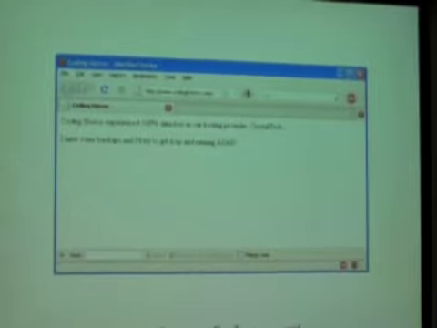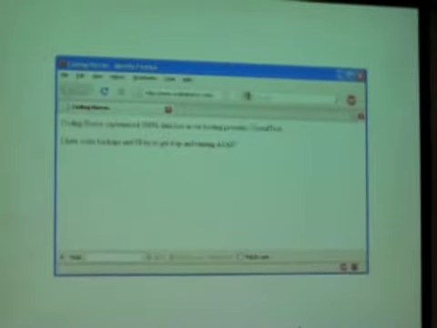This is a blog written by a technical professional. He had to put up a web page that said, sorry, I experienced 100% data loss at our hosting provider. I do have some backups off to the side. I'll try to get it up and running. And it turned out he actually lost a lot of data.